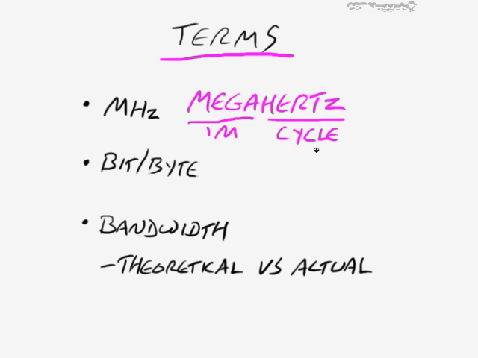So we want to understand in this case, in a megahertz, there could be a million functions or operations or actions of some type that could take place within a cycle, within 1 second. So a million operations in 1 second. You might have also heard gigahertz, which would be a billion, 1 billion operations per second.